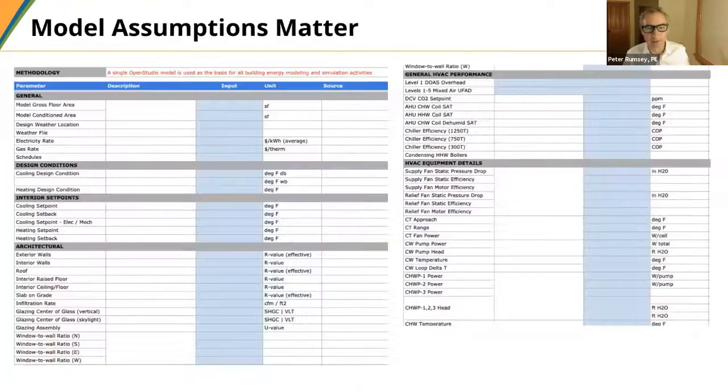Okay. So another thing that's really important is when you're doing a load calculation, what are your assumptions? And this is where architects can be very instrumental.